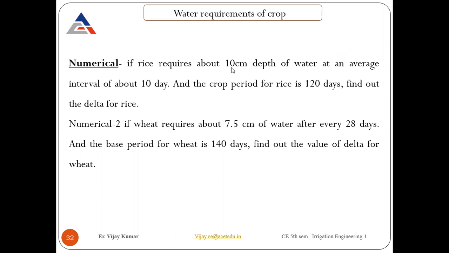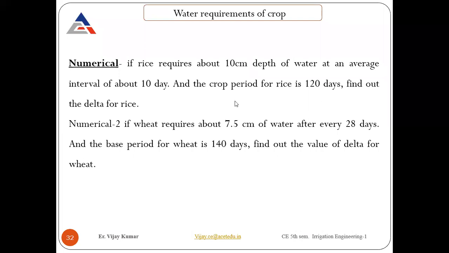So if rice requires about 10 centimeter depth of water at an average interval of about 10 days, every 10 days we require 10 centimeter of depth. The total period for which we need to supply that water is 120 days, which is the crop period mentioned. So how many times do we need to supply water? After 10 days we require one watering. One watering means one time we are supplying the water after 10 days.